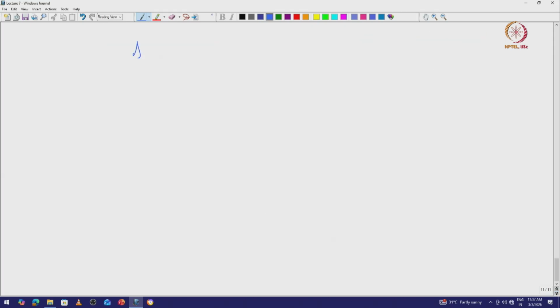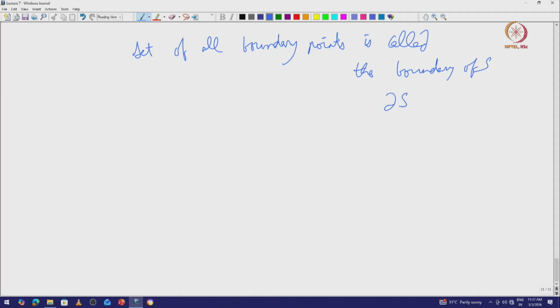The set of all boundary points is called the boundary of S, and it's denoted with this weird symbol.